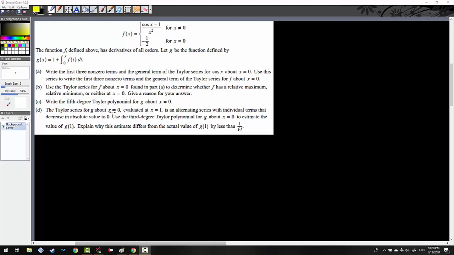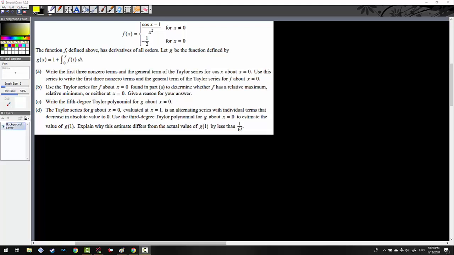And part A says, write the first three non-zero terms and the general term of the Taylor series for cosine of x around x equals 0. And then use this to write the first three non-zero terms and the general term of the Taylor series of f about x equals 0.